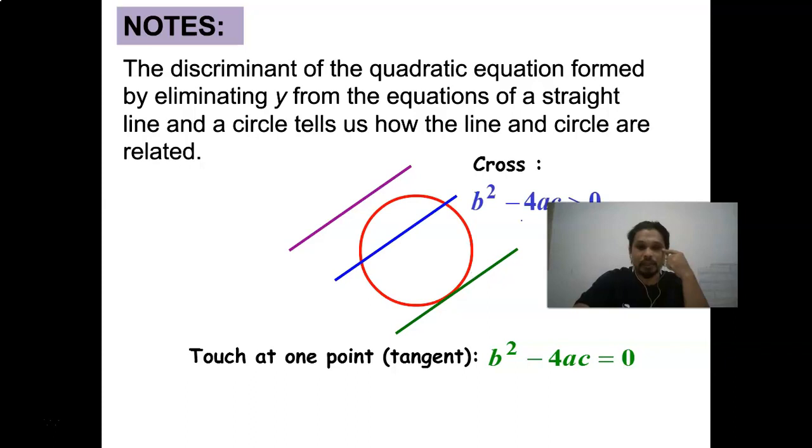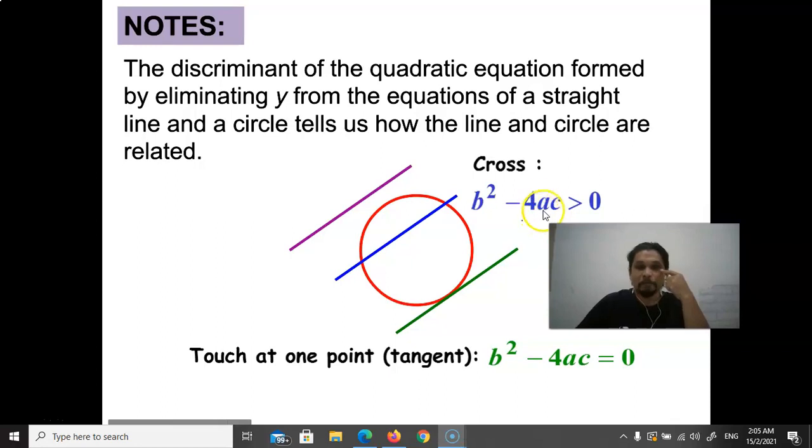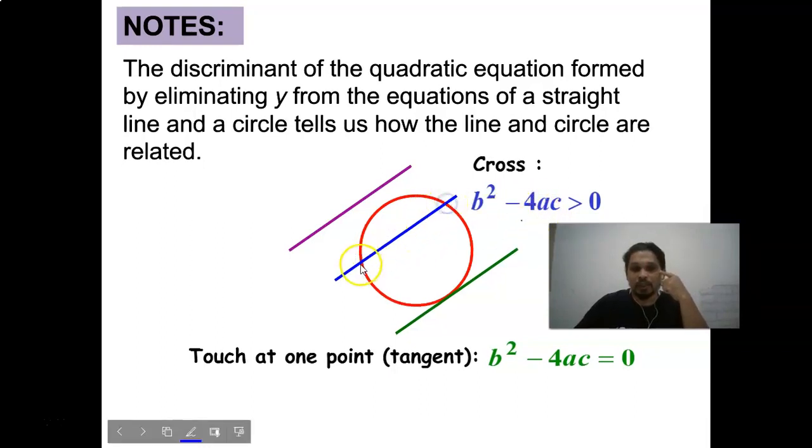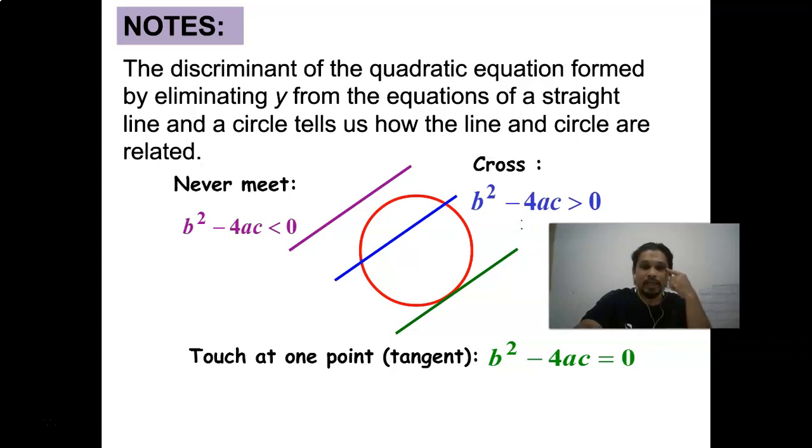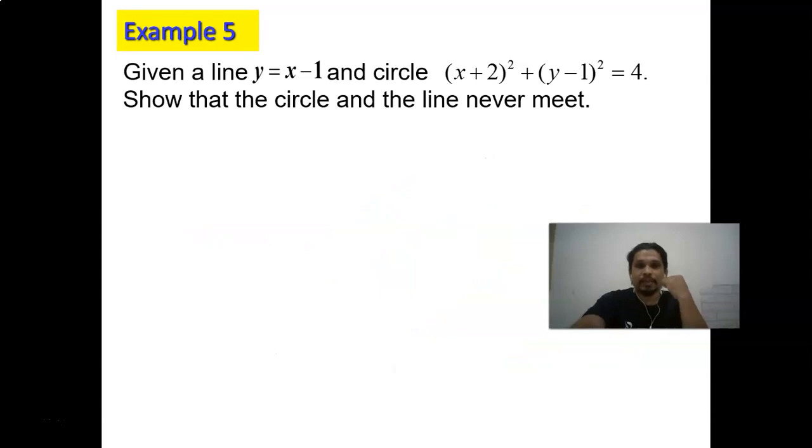With the blue one here, when the line cuts the circle at 2 points, 1 and 2, b squared minus 4ac is greater than 0. And here, the line does not touch the circle at all, so b squared minus 4ac is less than 0. Okay.